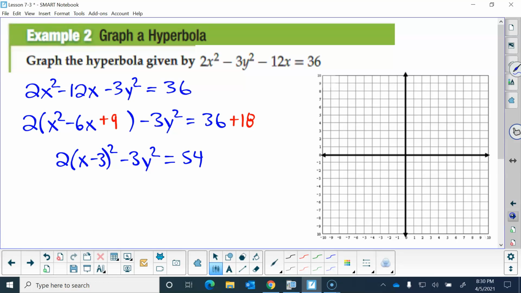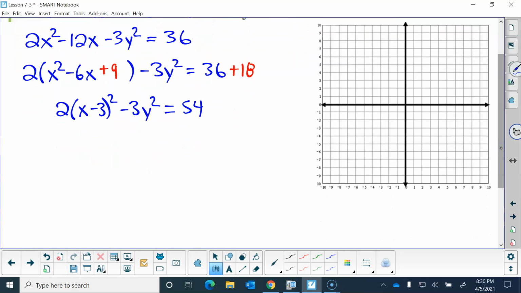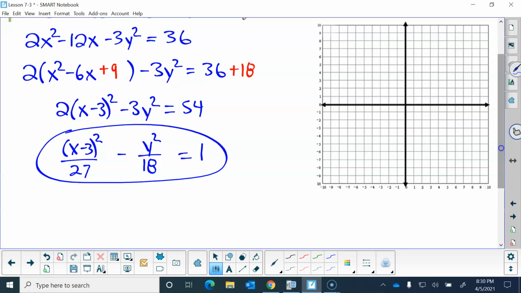And one more step to get it in standard form, that's just divide everything by 54, because we've got to have fractions equaling 1. So if I divide everything by 54, I'm going to get y squared over 18, because 3 over 54 is the same thing as 1 over 18. We're going to have x minus 3 to the 2nd power over 27, because 2 over 54 reduces into 1 over 27. So there's your standard form equation. And now hopefully you can tell that the center is at 3, 0.